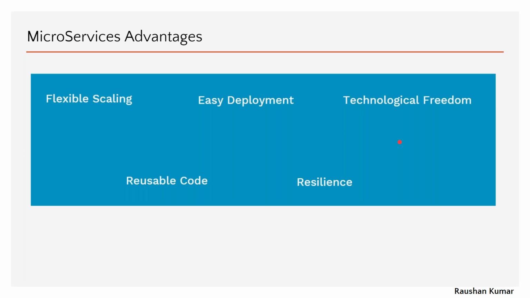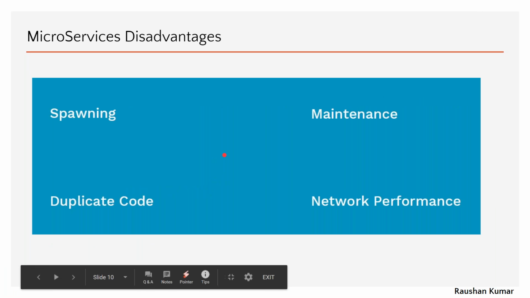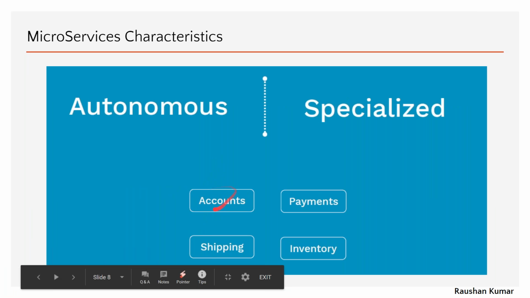So we understand flexible scaling, easy deployment, technological freedom, reusable code. When I say reusable code, within the same microservice I can reuse the code, but I have to be independent between two microservices. Resilience, right? That's the important deal here. That's what the entire intention is.